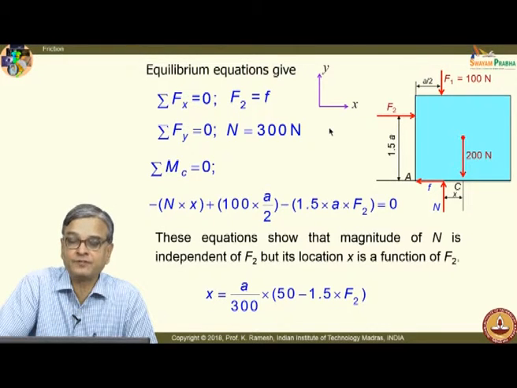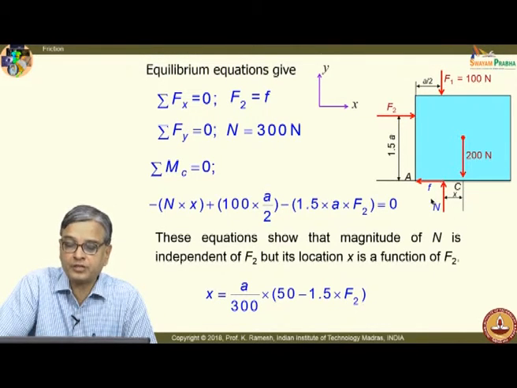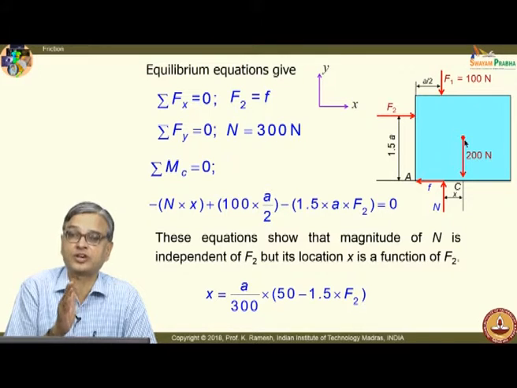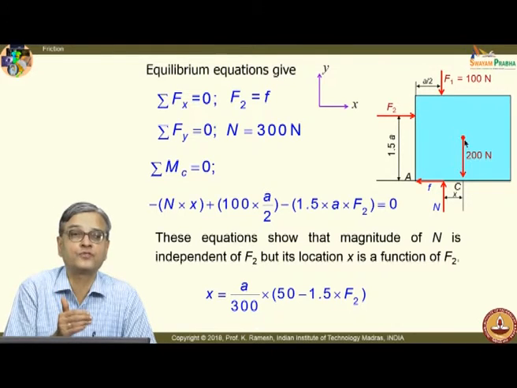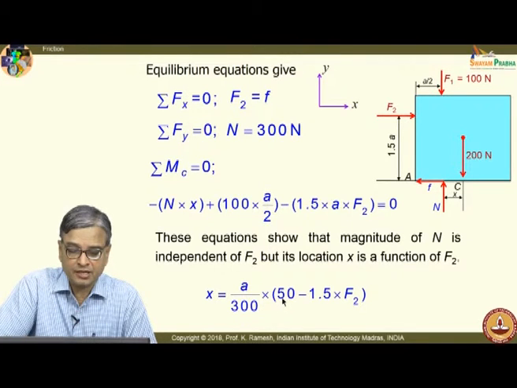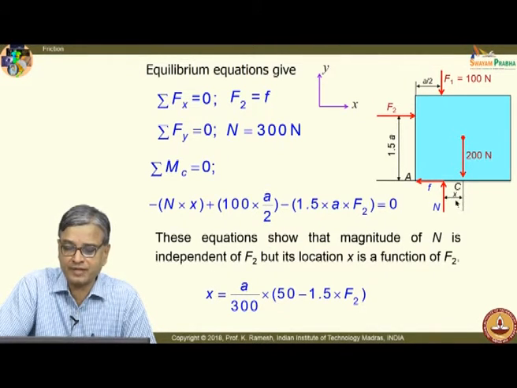So, in problems dealing with friction, do not put the normal reaction passing through the centroid of the block. In certain problems, it may be true, but in general, do not put it passing through the centroid. Determine the distance on the basis of your moment equilibrium. So, I get an expression x equal to a by 300 into 50 minus 1.5 F2, and in the way I have taken x, I have implicitly taken this as a positive x, and if I get negative x, I will say that the distance will be put on the other side.